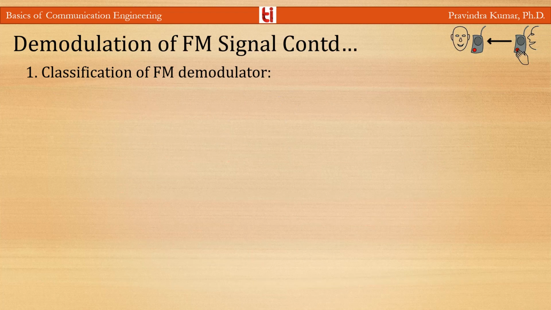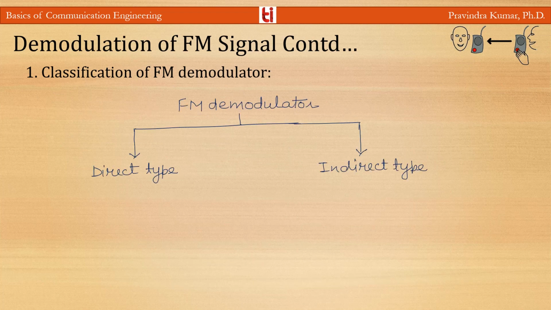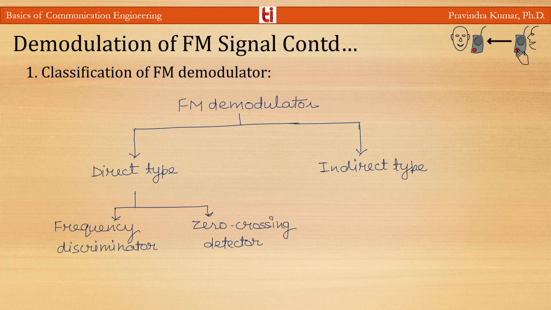FM demodulators can be classified in two different ways: direct types and indirect types. In direct types we have the frequency discriminator and the zero crossing detector, and the indirect type is the phase locked loop, PLL. So now we will first discuss the frequency discriminator.